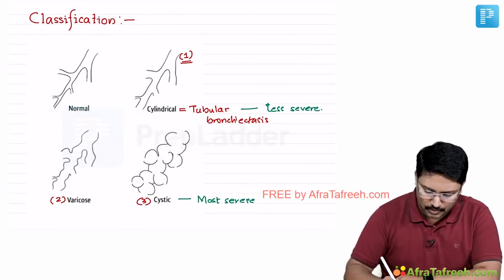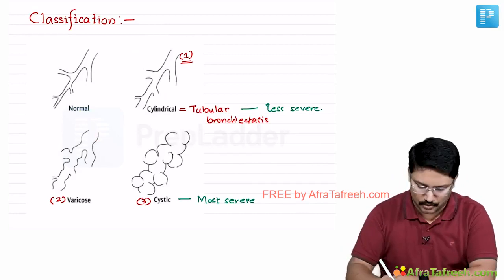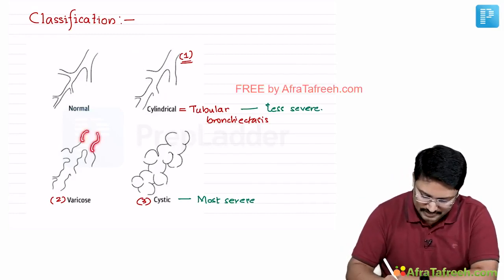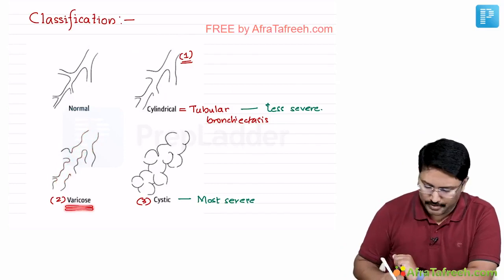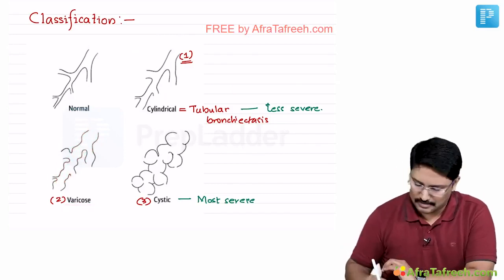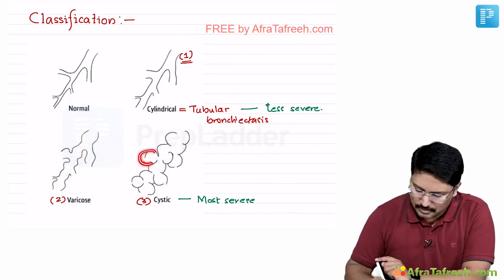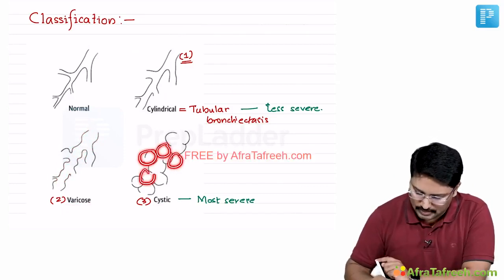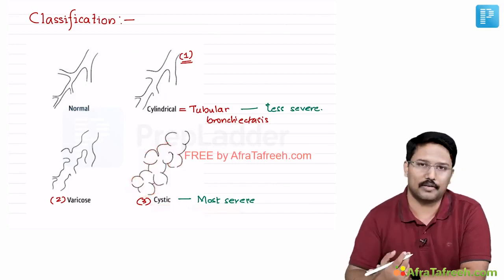In varicose bronchiectasis, there is varicosity-like dilatation and constriction. Like you can see in this image, there are abnormal segments of dilatation at multiple levels, and in between there are zones of normal or constricted airway. That's why it's called varicose. And in cystic, as the name says, there is a cyst-like or grape bunch-like collection of dilated bronchi, right? So you can see that it is like cysts. That's what is called cystic bronchiectasis.